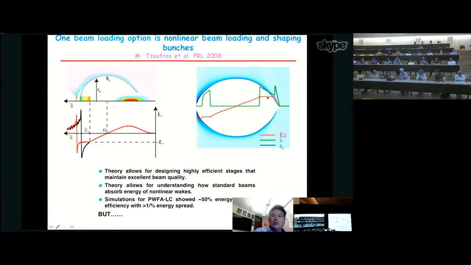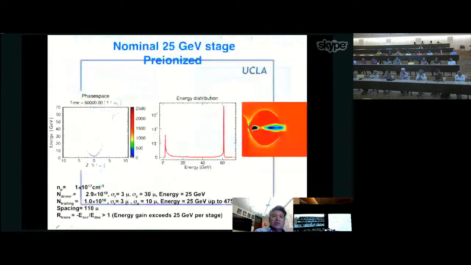And this is a cartoon where you have the drive beam and a trailing beam. We've shaped them such that the drive beam slows down together with the accelerating beam, and this leads to very, very high efficiency. 50% energy transfer from the drive beam to the trailing beam is possible in this beam loading scenario. This is just another illustration where we didn't use shaping, we used Gaussian bunches, and we still got around 48% energy transfer efficiency. So there's a drive beam, here's a trailing beam.